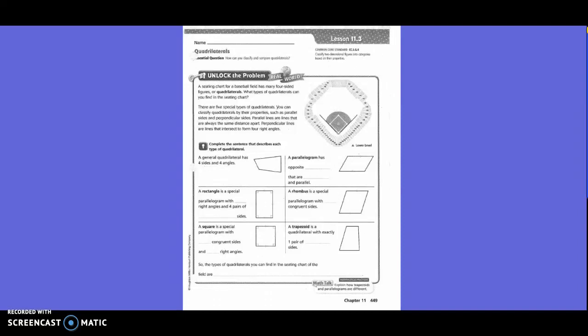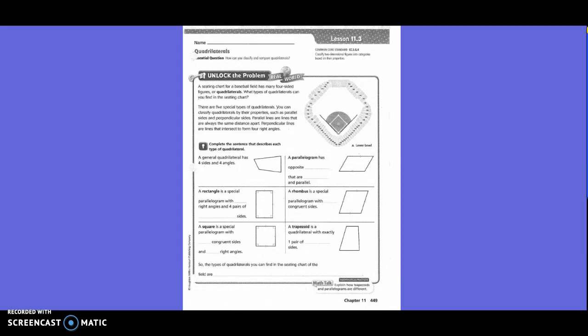Fifth grade, chapter 11, lesson 3, quadrilaterals. Unlock the problem. A seating chart for a baseball field has many four-sided figures or quadrilaterals. What types of quadrilaterals can you find in the seating chart? There are 5 special types of quadrilaterals.